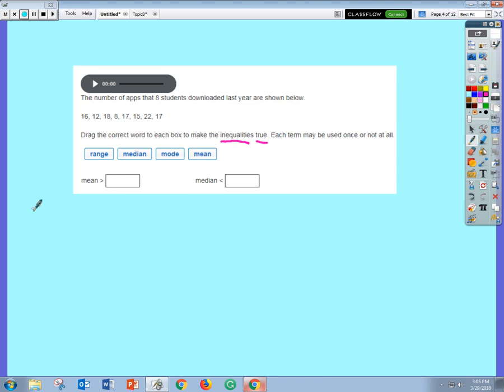All right, again, I'm going to do the same thing I did last problem. Let's put this data in order from least to greatest. 8's done. We have a 12, a 15, a 16, 2 17s, an 18, and a 22. Let's see, 8's checked off, 12's gone, 15's gone, 16's gone, 17's gone, 17's gone, 18's gone, 22 is gone.